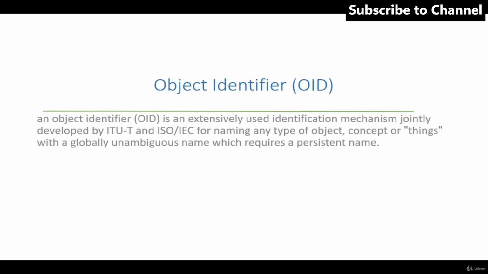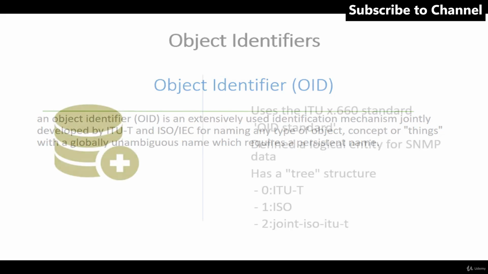Now let's talk about the object identifier. You can see the actual technical definition of the object identifier on the screen. It's an extensively used identification mechanism developed by ITU-T and ISO/IEC for naming any type of object, concept, or thing with a globally unambiguous name which requires a persistent name. So let's explain it more.